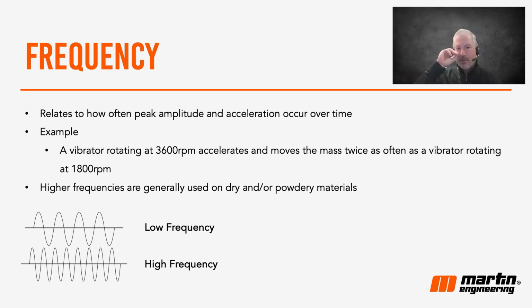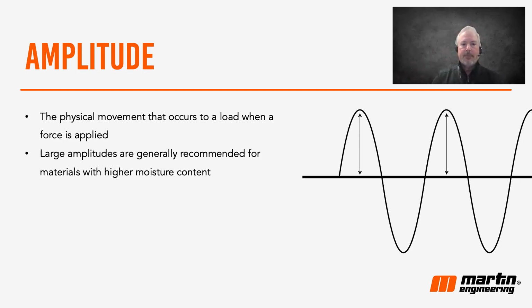Frequency is important and relates to how often peak amplitude and acceleration occur over time. You can see in the illustration where the high frequency has the peaks very consistent across time, and the low frequency also does, but those peaks are further apart. Amplitude is the physical movement that occurs to a load when force is applied, and we use larger amplitudes for materials with higher moisture content.